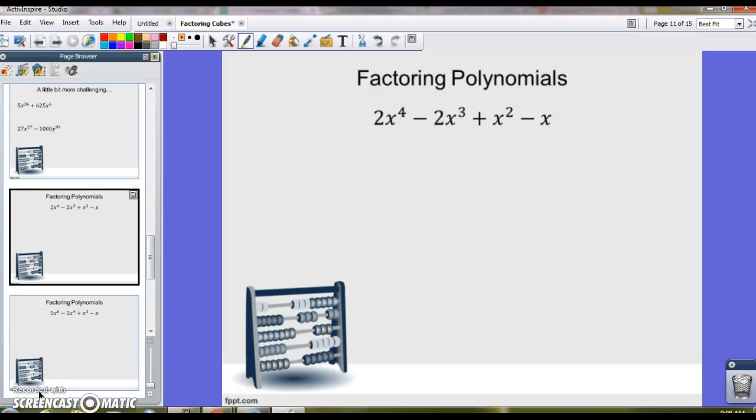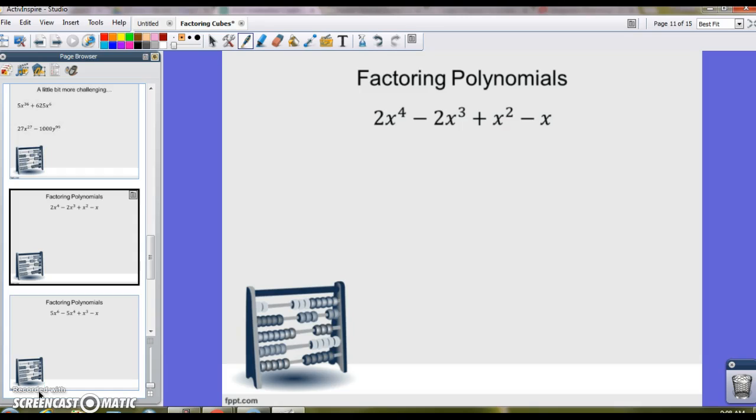Hi everyone! Today we are going to review factoring polynomials. Actually, not review, we're going to actually talk about factoring polynomials. These particular polynomials have 4 terms, so we're going to work on factoring it when we have 4 terms.